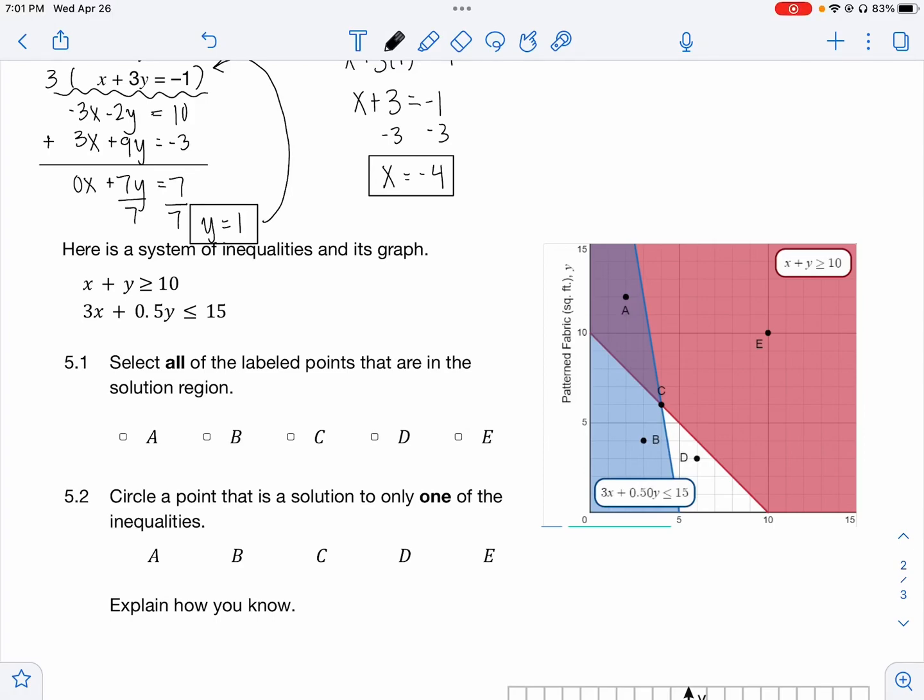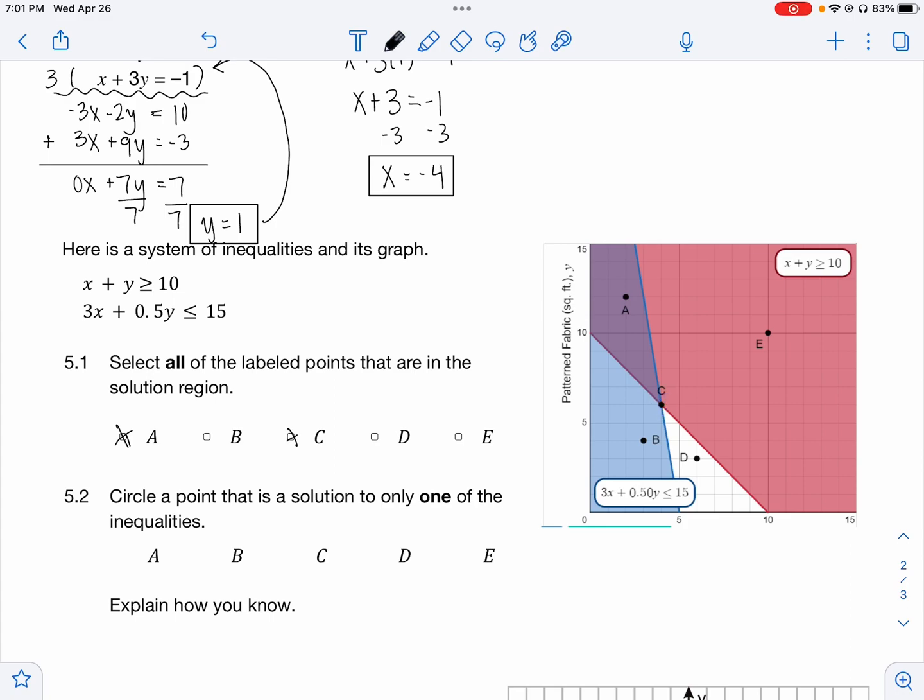For part 2 of the Unit 5 test review, we're going to start on question 5.1. Here we have a system of inequalities and its graph, already graphed for you, and selecting all the points that are in the solution region. So we can see that A is in the double shaded area, so A is going to be one of them. C is also one of them because these are both solid lines, which means they're both equal to. So because C is on that intersection of solid lines, it still is in the solution region.